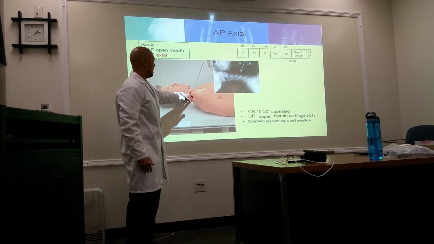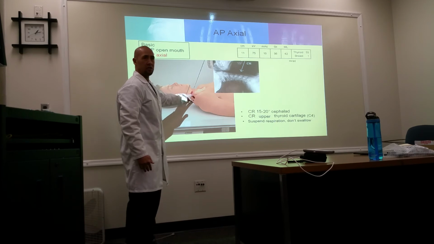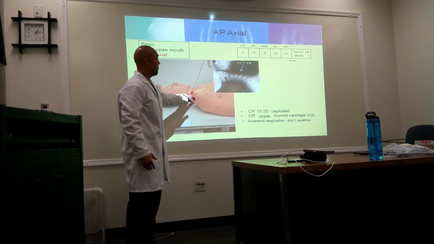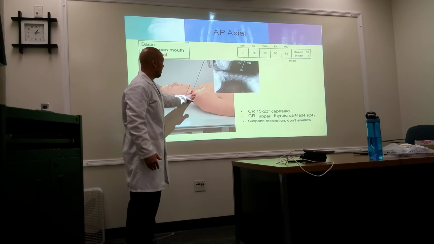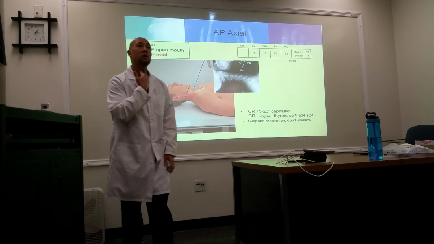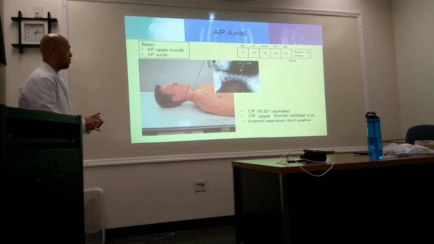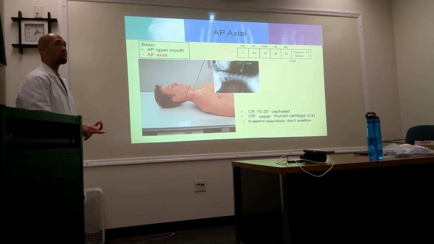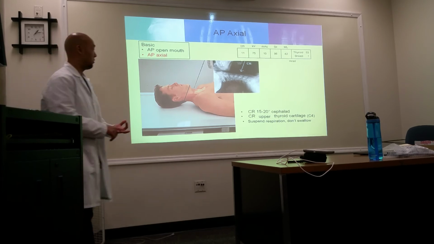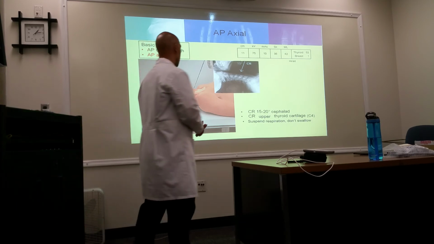You want to center it right at the cartilage. Okay, you guys remember what the location of the cartilage is? What level does that take you at? C3, C4. So C3 and C4, find the thyroid cartilage. That's where you're going to direct your central ray. Hold your breath, don't move, don't breathe, don't swallow. Okay, because swallowing movement causes your neck to move.